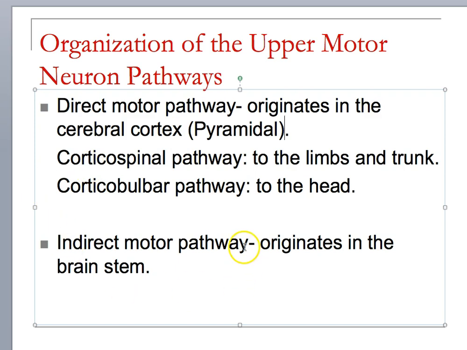Indirect motor pathways are extrapyramidal, and this is where it's important you remember where the pyramids were. These are the anterior surfaces of the medulla, which means the pathway has to come down through the anterior surface of the medulla, and you'll see how that happens.